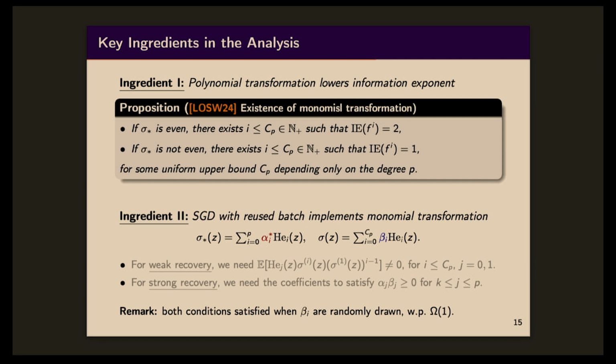For strong recovery, we need the sign of the activation function's Hermite coefficient to match that of the target link function. And for this, we randomly choose a sign for each coefficient beta_i. And this is actually where the exponential dependence in CP comes from, because this is randomized.